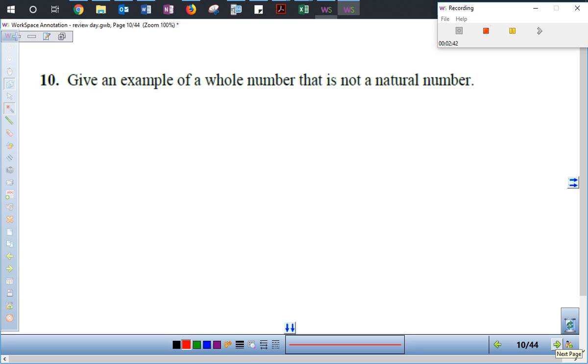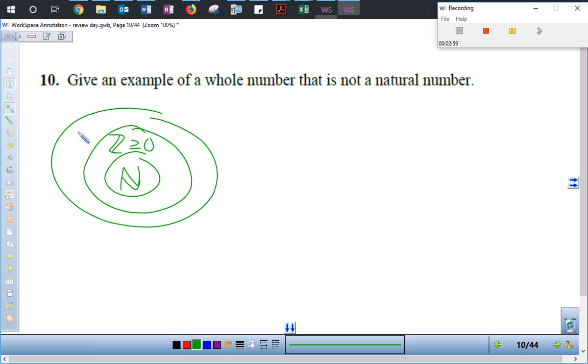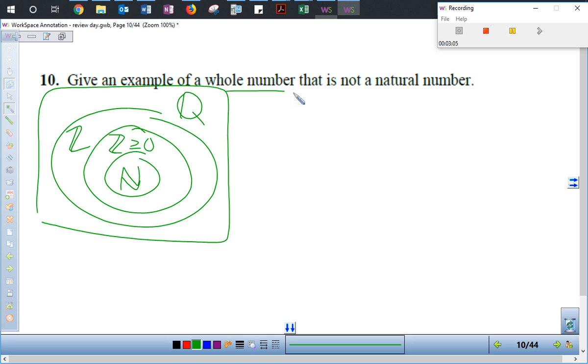So if you guys remember back to that Venn diagram that we had, it started with the natural numbers, and then it had the whole numbers, and then it had the integers, and then it had the rational numbers and the irrational numbers, and altogether those were the real numbers. So I need an example of a whole number that is not a natural number, and there's only one option there, and that is 0.